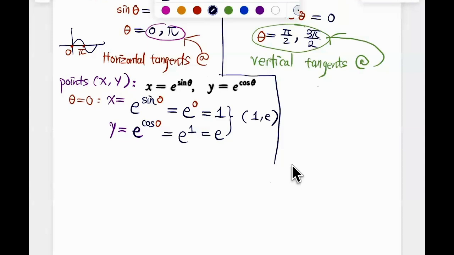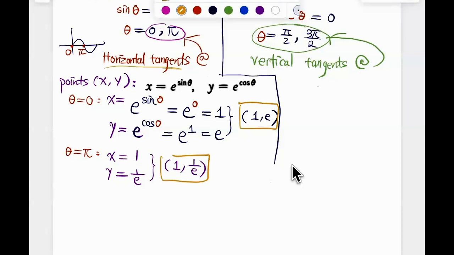Similarly, you're going to do the work and substitute theta equal to pi. Can you guys do the work and tell me what does x equal to? X equal to what? Y equal to what? Tell me. Okay, it's going to be 1 and then what? 1 over e? Yeah, 1 over e. So you get the point 1, 1 over e. So what happened here is at these 2 points, what kind of tangent? Horizontal tangent we got.